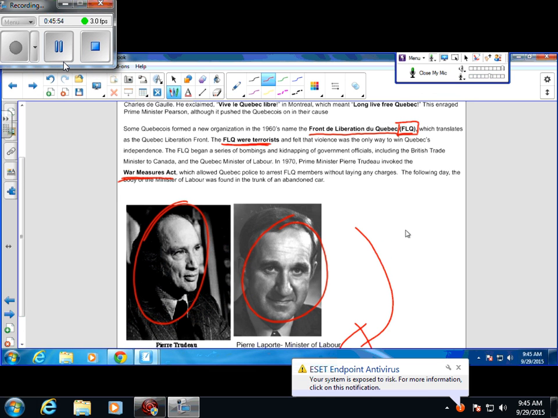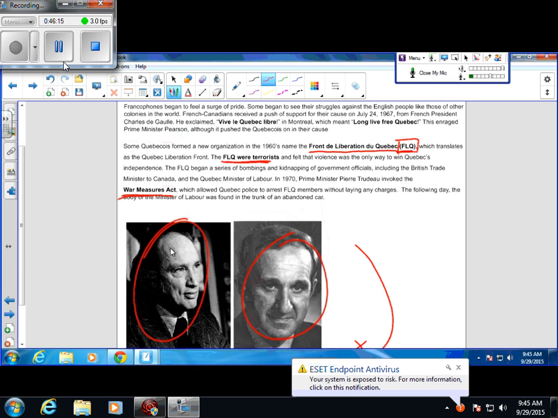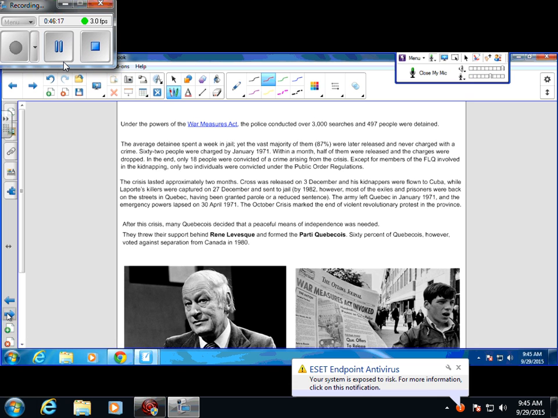Any questions? Like I said, FLQ stands for the Front de libération du Québec. What you need to remember is that they're a little terrorist group, and they felt that using bombs was the only way to get Quebec's independence. Like I said, on my next slide, Trudeau used the War Measures Act.